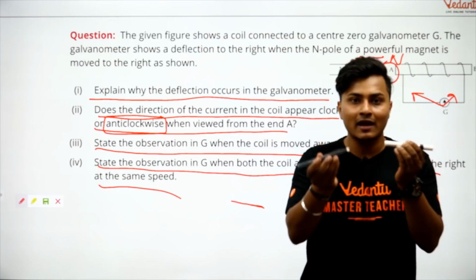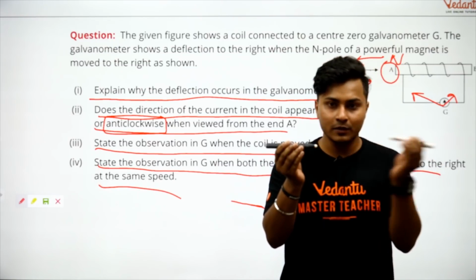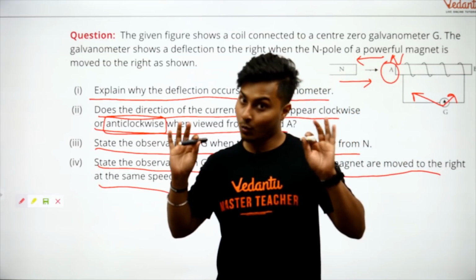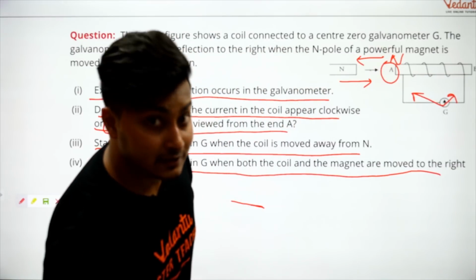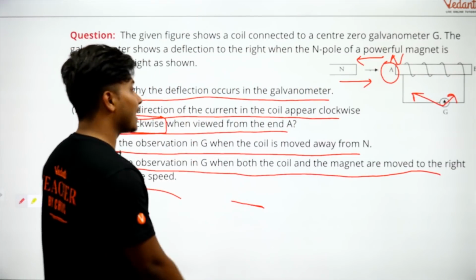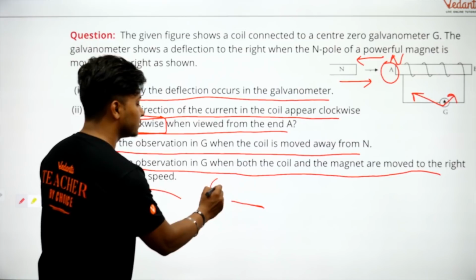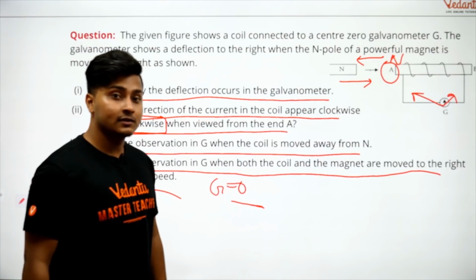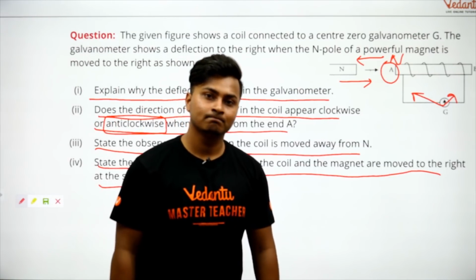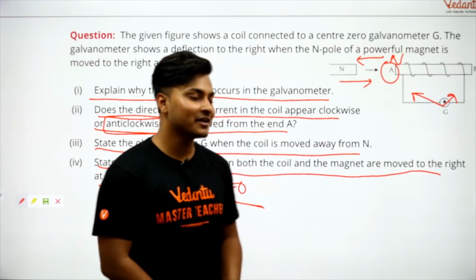There is no change in magnetic field because neither is moving relative to the other. So what should be the deflection of the galvanometer? Since there is no change in magnetic field, the galvanometer shows 0 deflection because there is no induced current. That's it, my dear students.